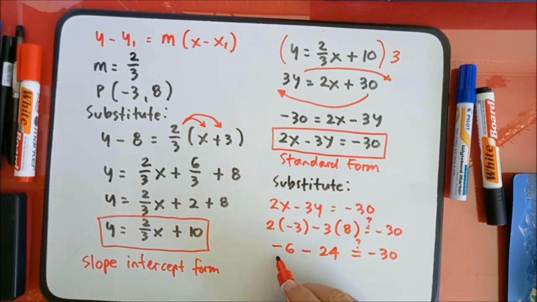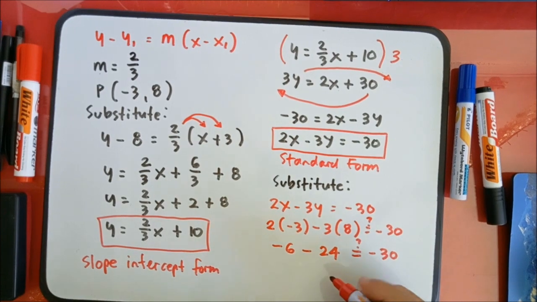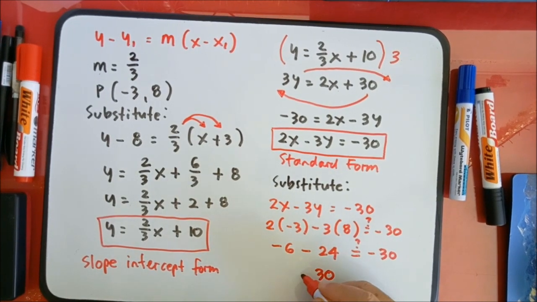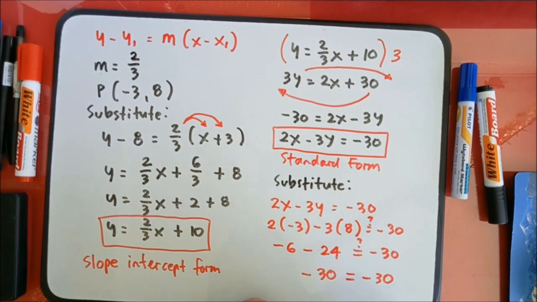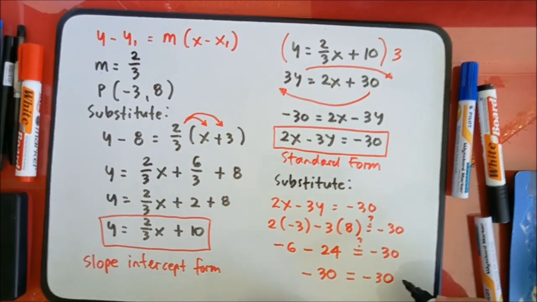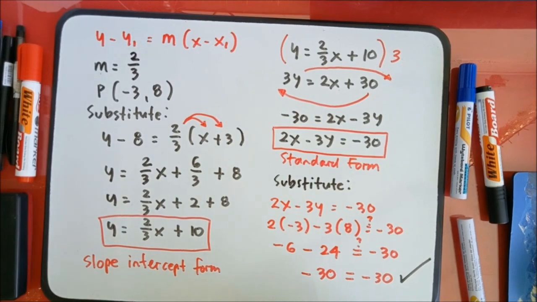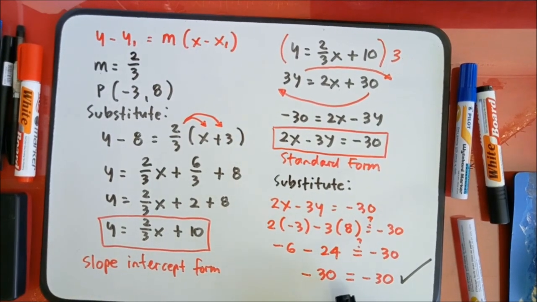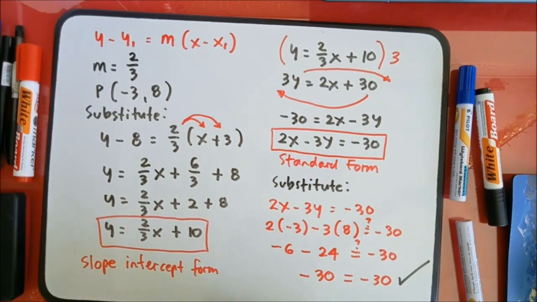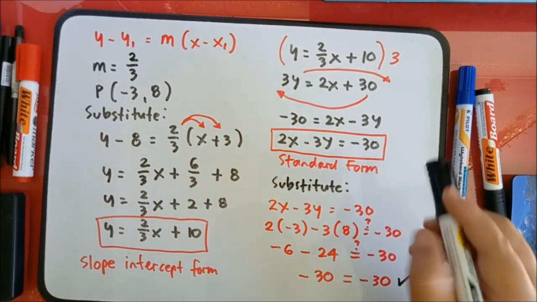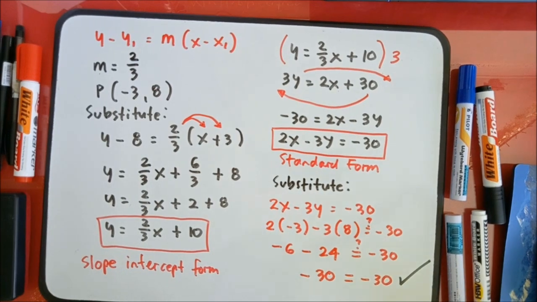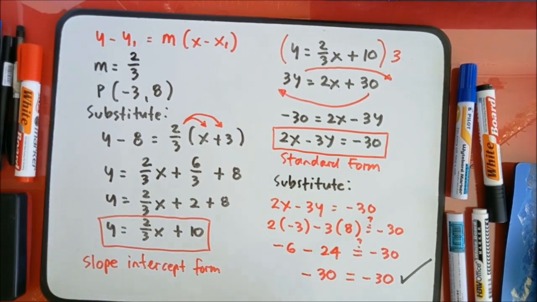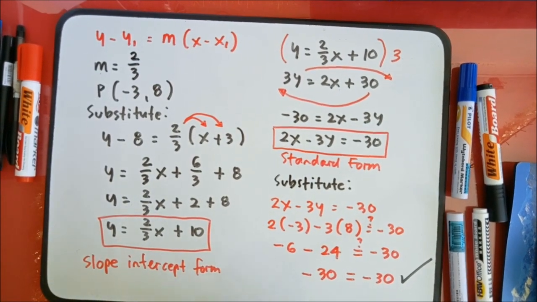Tingnan natin. Negative, negative, combine. Add the absolute value. 6 plus 24 is 30. Then copy the common sign. Then negative 30 is the same as negative 30. They are equal. So, this is correct. Ito lang ang panlaban natin eh. Kapag nag-equal na ito, ibig sabihin tama. Sigurado na tayo sa sagot natin. Kasi tama eh. Okay, so yun lang ang panlaban natin. Pag na-check mo na at tama, no problem. Perfect.